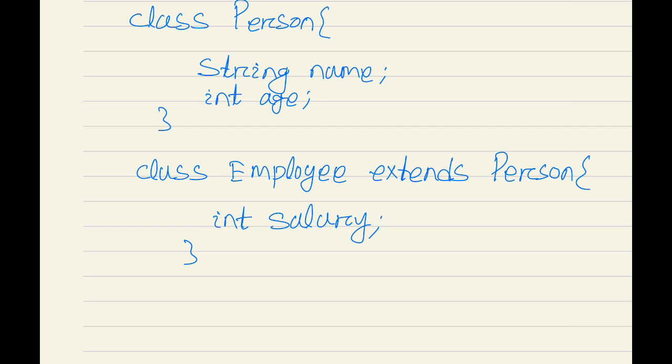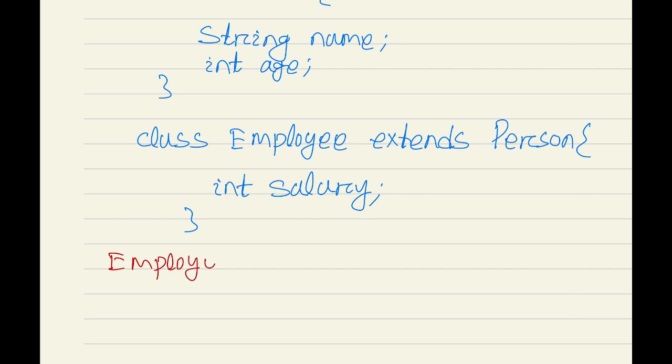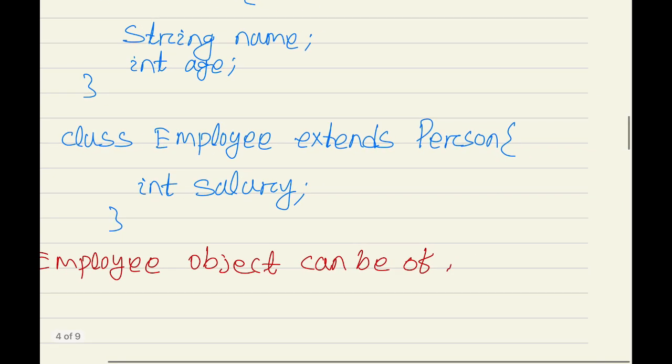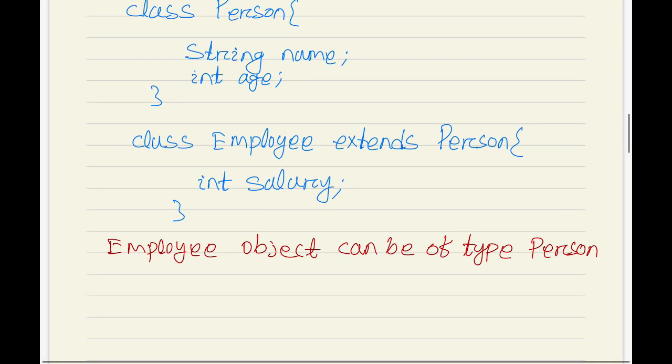So we can write it in this way: an Employee object can be of type Person, because every Employee is a Person.